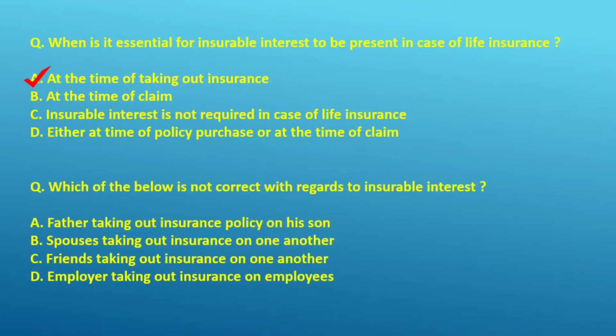Next is, which of the below is not correct with regards to insurable interest? We already know that there is an insurable interest between father and son, between husband and wife, and between employer and employees. So the correct answer is C. There is no insurable interest between two friends. So answer is C, friends taking out insurance on one another.